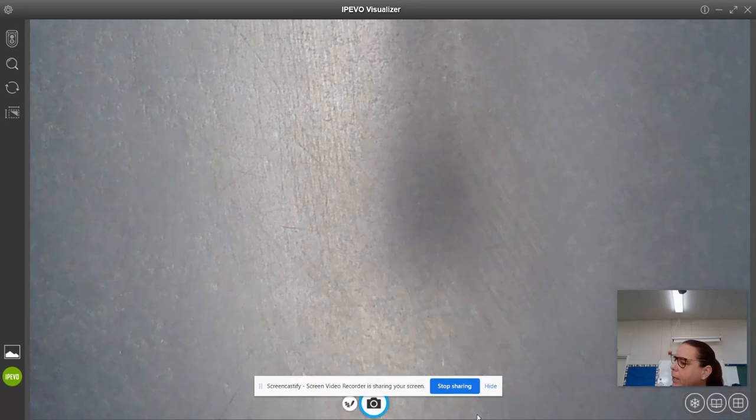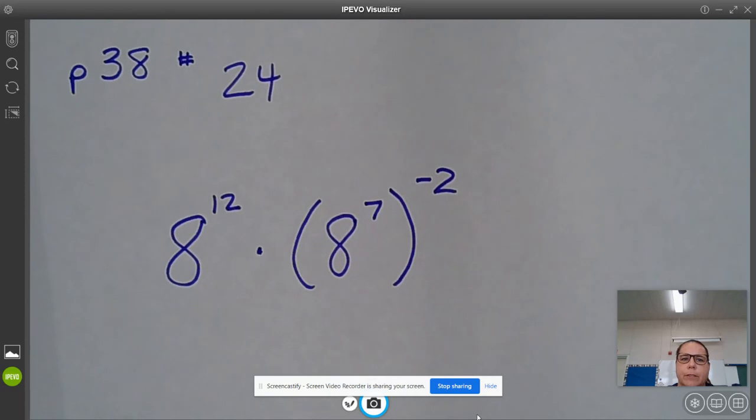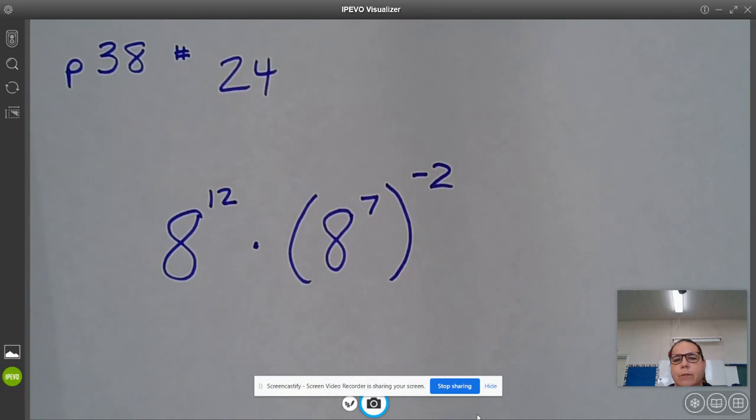All right, next problem. We're going to think about this problem for a second and see if we can think to ourselves what this answer might be. The numbers are small, so we can do a little bit of mental math here.